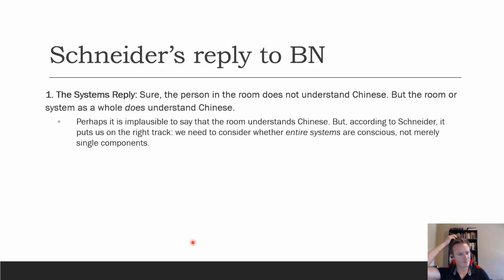So Schneider replies to this. One reply that's classic is the so-called systems reply. The idea might be that, sure, I agree with you, Searle. You do not understand Chinese in this case. However, even though the person in the room does not understand Chinese, the room, or the system as a whole, does understand Chinese. Perhaps it is implausible to say that the room understands Chinese, but it puts us on the right track, right? Maybe in this experiment, as Searle described it, the room is not understanding Chinese. But the idea might be that if we filled out the picture differently or in greater detail, we would be on the right track, because the whole system itself would understand Chinese.